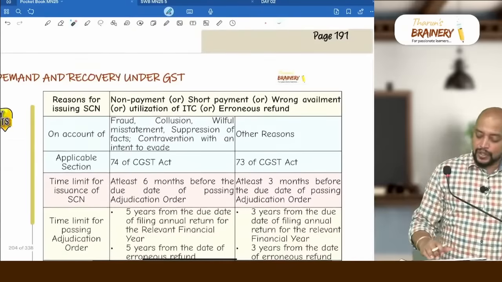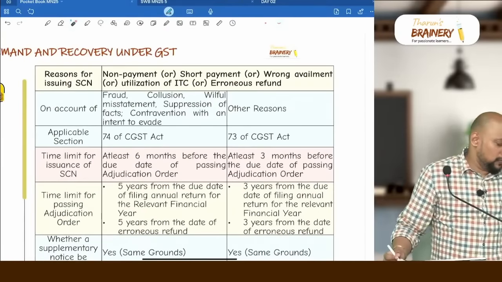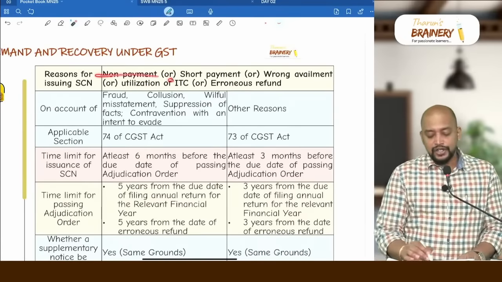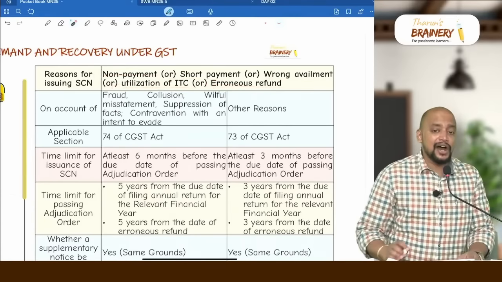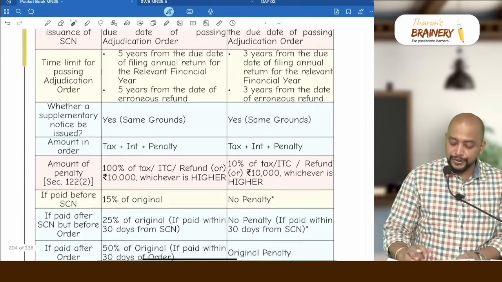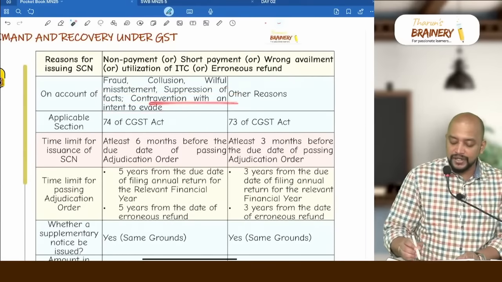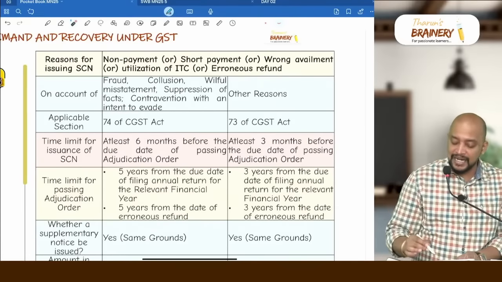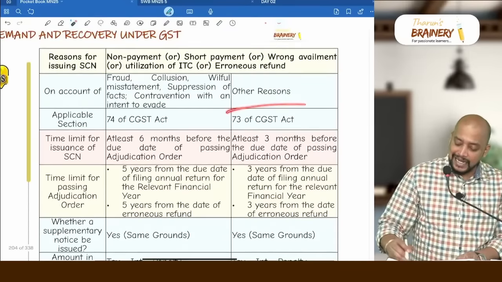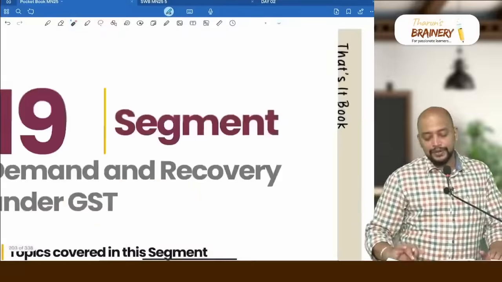And here you can see the reasons for 73-74, page number 192, reasons for issuing show cause notice. So there will be non-payment, short payment, wrong availment or utilization of ITC or erroneous refund. And that's where I connected the penalty here also. The penalty will be 122 subsection 2 in case of fraud, collusion, willful misstatement or suppression with an intent to evade, which means there is mens rea, intention, a guilty mind is present. So that's where 74 applies, 100% of tax or ITC or refund or 10,000 whichever is higher, and in other cases 73, therefore 10% of tax or ITC or refund or 10,000 whichever is higher will be taken. This is about 122 subsection 2.